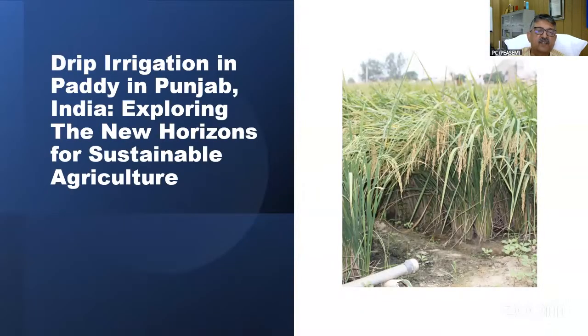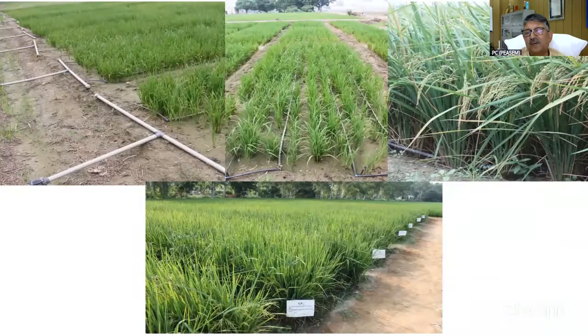Then we also did some work on drip irrigation in paddy in Punjab, exploring the new horizons. And of course, when we did it, it saves around 48% of water, and that is huge. And recently we shifted to another technology, that is alternate wetting and drying using drip irrigation system. And of course, that saved up to around 36% of water. Saving 36% of water from around 150 centimeters is also huge, and will help save the declining water table.